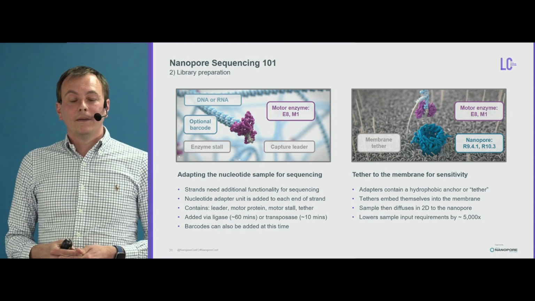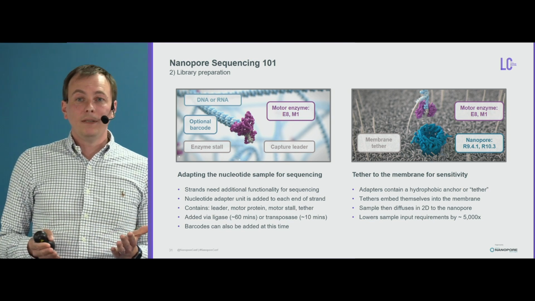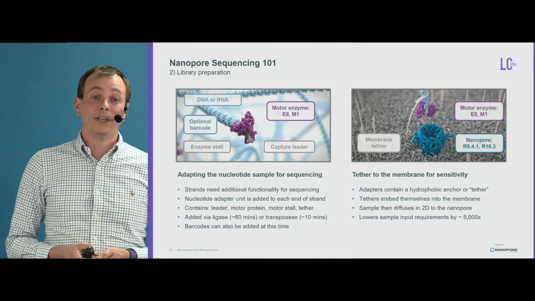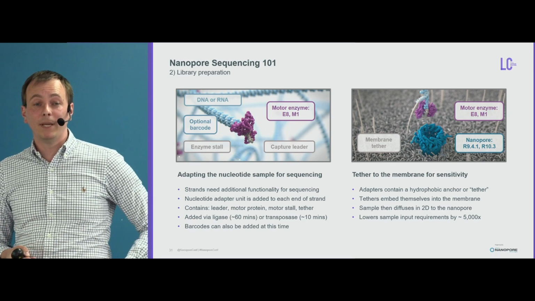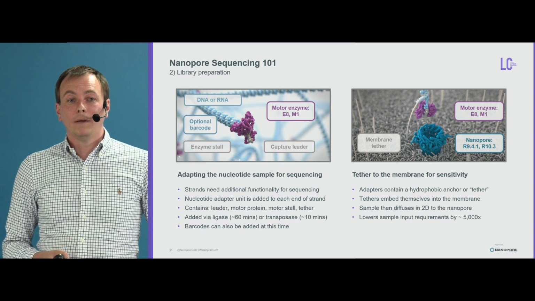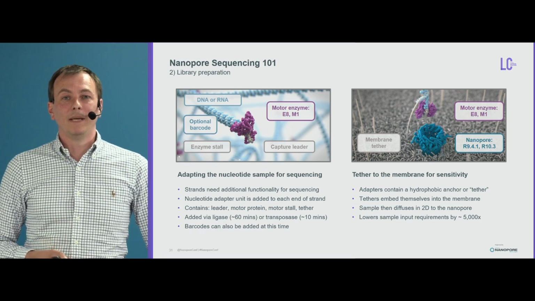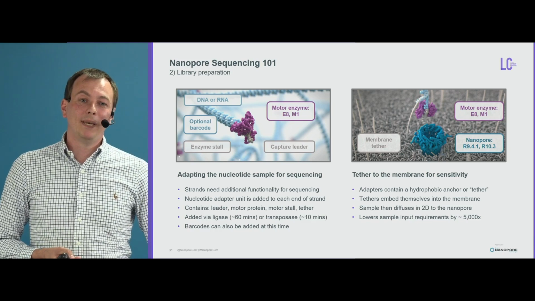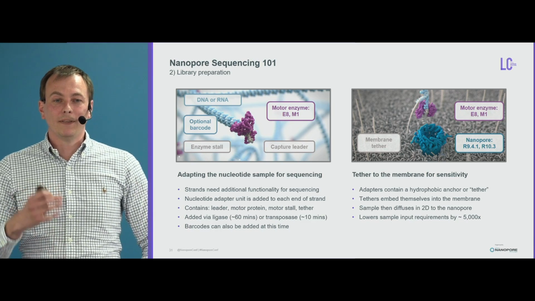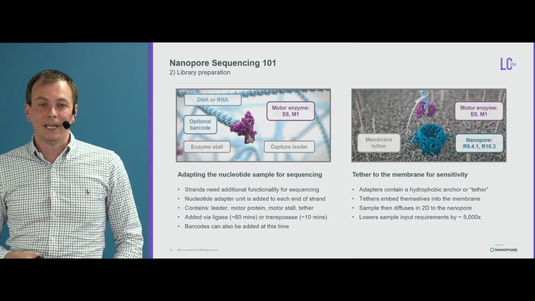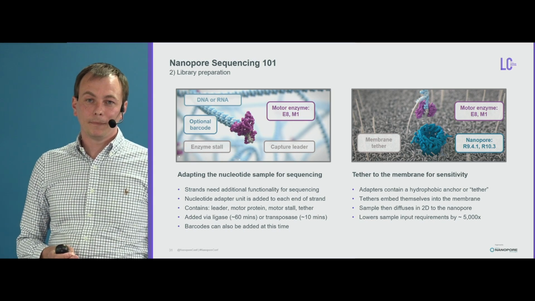So in order to get our sequencing adapters onto your strands, we can do that in a number of ways. You can either do that via ligation. Our ligation kits typically take around 60 minutes. Or if you're interested in doing it quicker, you can use our rapid kit. And those, as the name suggests, can do this in about 10 minutes using a transposase. But they do cut the DNA to do this. There are also lots of barcoding options, and barcoding is performed at this stage as well.